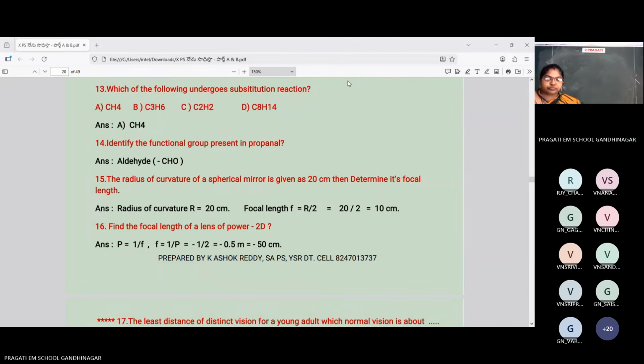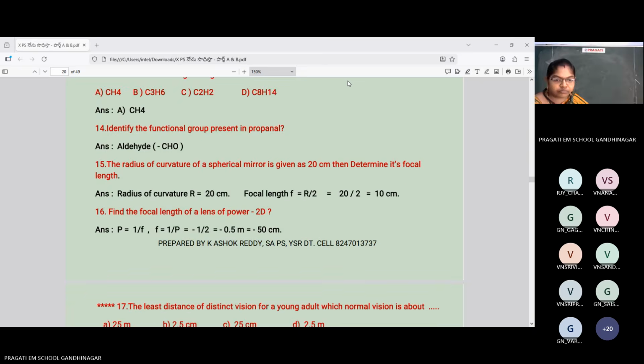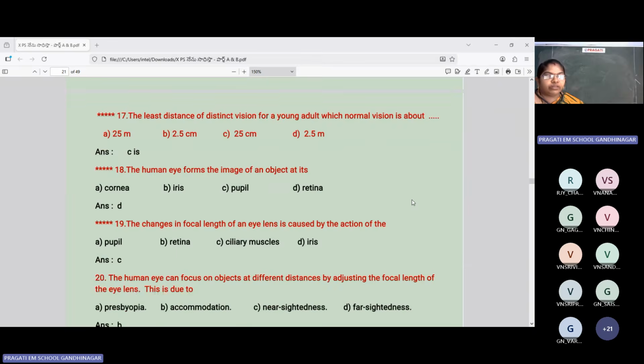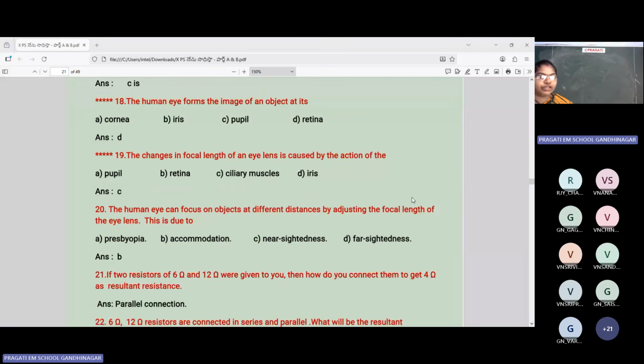Next, the least distance of distinct vision for a young adult. Yes, 25 centimeters. The human eye forms the image of an object at its retina. The changes in the focal length of an eye lens is caused by the action of ciliary muscles. The human eye can focus on objects at different distances by adjusting the focal length of the eye lens. This is due to accommodation.